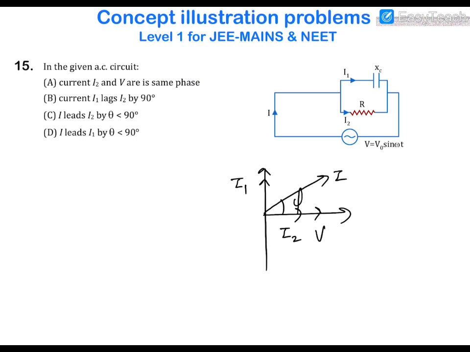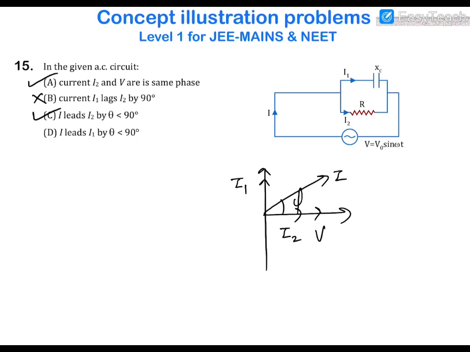So the first option says that the current I2 and V are in same phase. So this is correct, obviously. So we can say that A is correct. Now second option says that current I1 lags behind I2 by 90 degree. This is wrong, because we know that I1 leads the I2 by 90 degrees, so it is wrong. Now current I leads I2 by an angle which is less than 90. So you can see that this current I leads the I2 by an angle phi, which is obviously less than 90. So this is also correct.